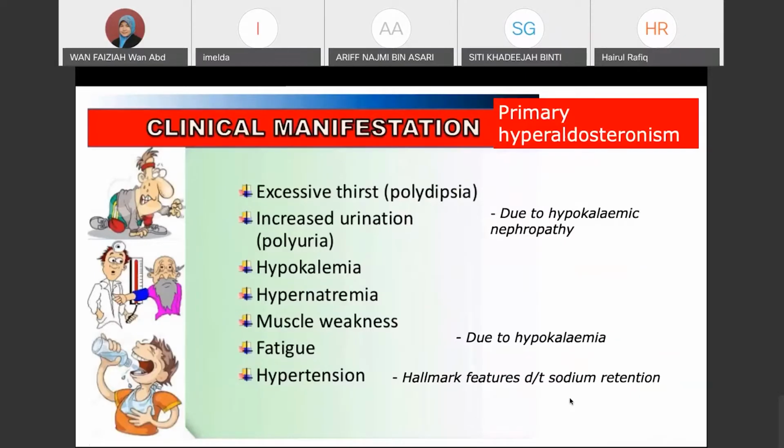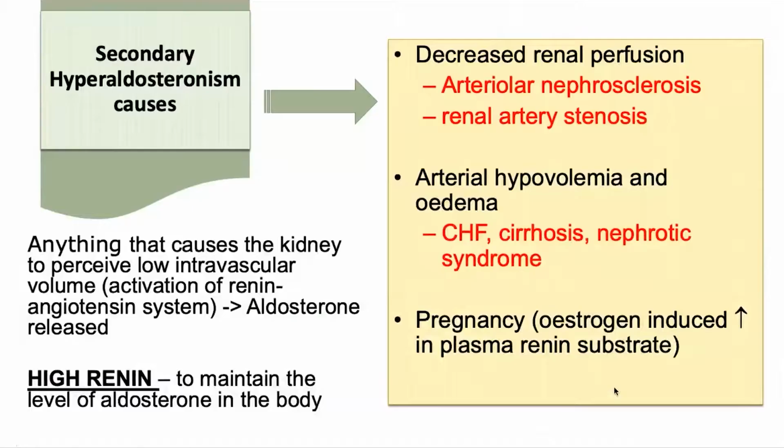The clinical manifestations of primary hyperaldosteronism include excessive thirst or polydipsia, increased urination or polyuria, hypokalemia, hypernatremia, muscle weakness or fatigue due to hypokalemia, as well as hypertension. Hypertension is a hallmark feature due to the sodium retention.